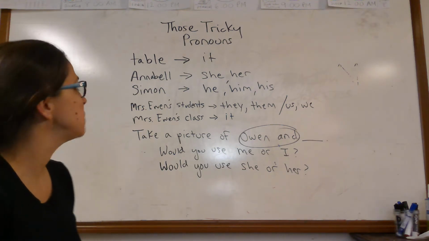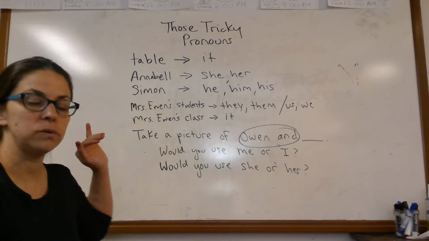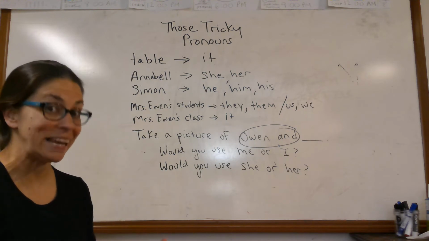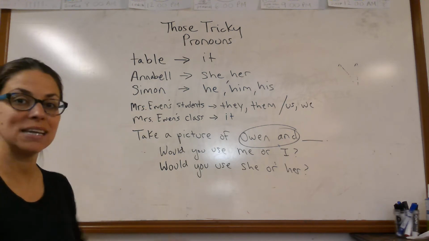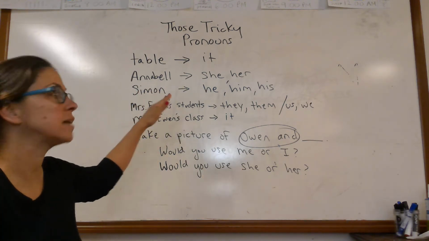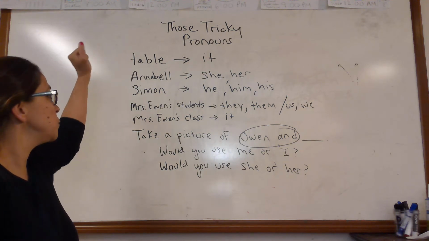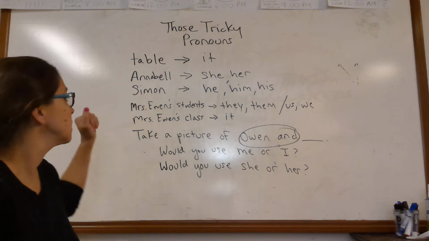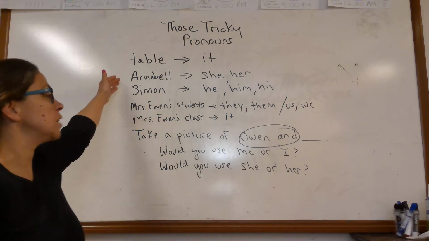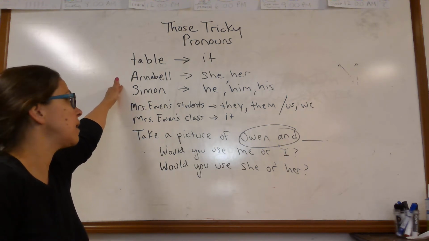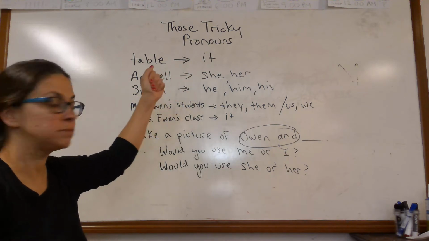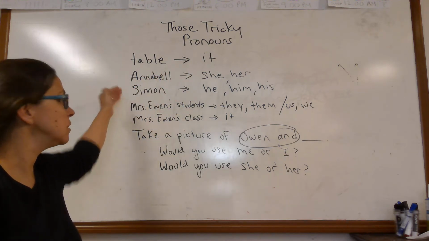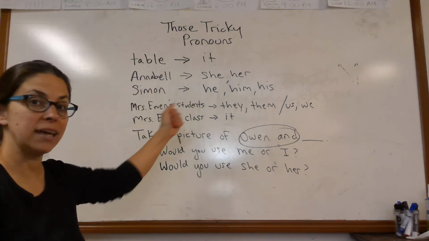Tricky pronouns. Basically, a pronoun we know is a word that replaces a noun, and that's why we see the word noun inside of pronouns. If you wanted to replace table with a pronoun, you would use it. If you want to replace Annabelle with a pronoun, you might say she or her. If you want to replace Simon, you might say he, him, or his.